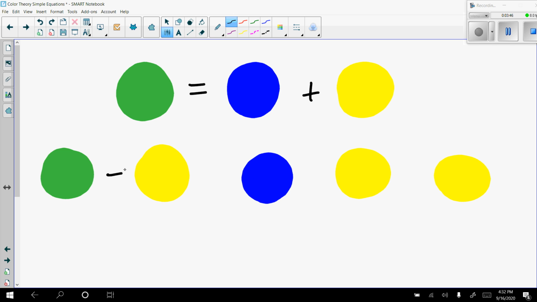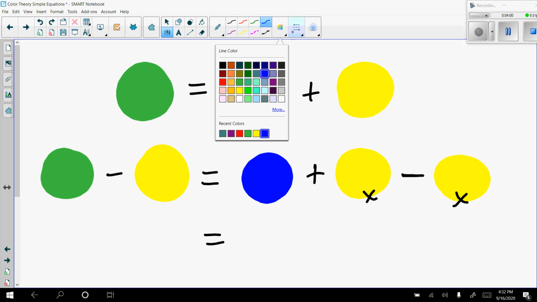So green minus yellow is equal to blue plus yellow minus yellow. We're taking away one yellow. Those cancel out, and we're left with just blue on this side of the equal sign.